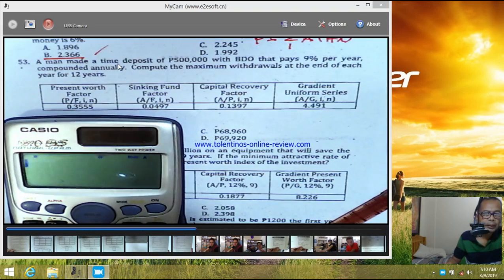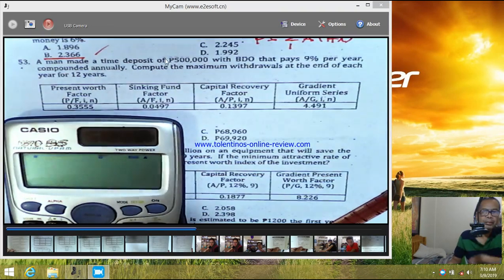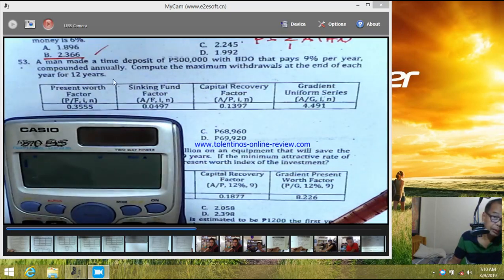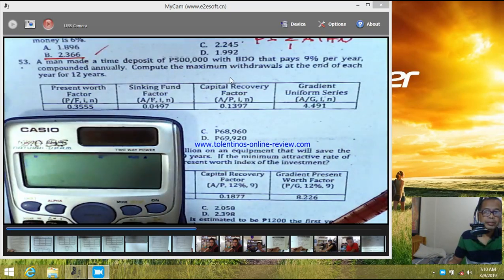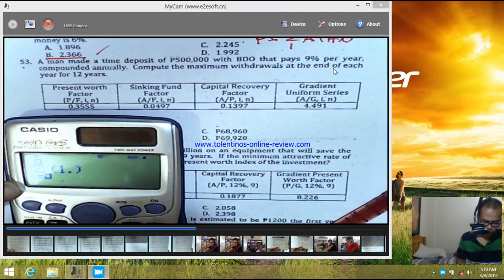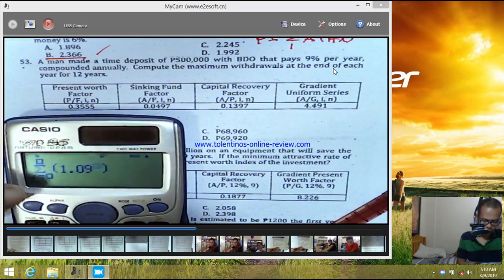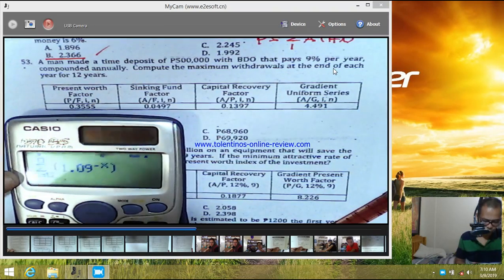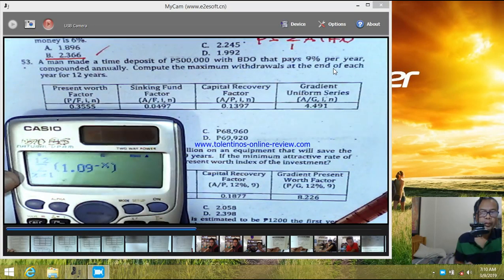A man made a time deposit of 500,000 with BDO that pays 9% per year compounded annually. Compute the maximum withdrawals at the end of each of the 12 years. Same thing, just compute the present worth factor, that is 1.09 to the negative x from 1 to 12.